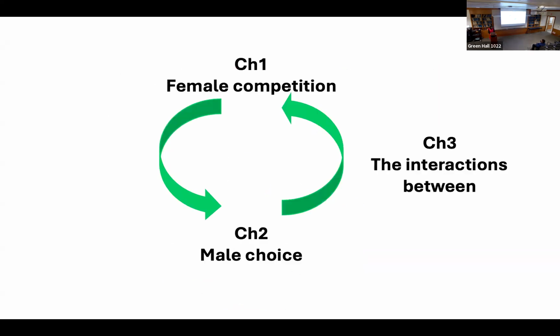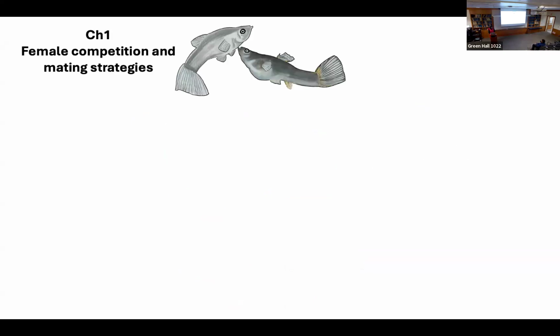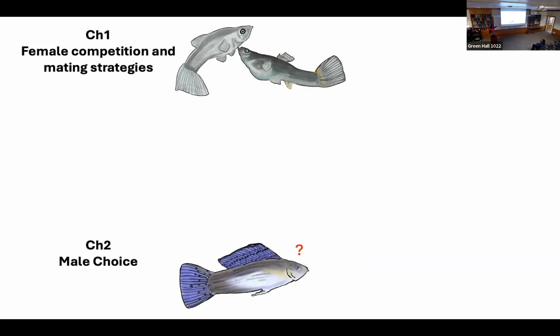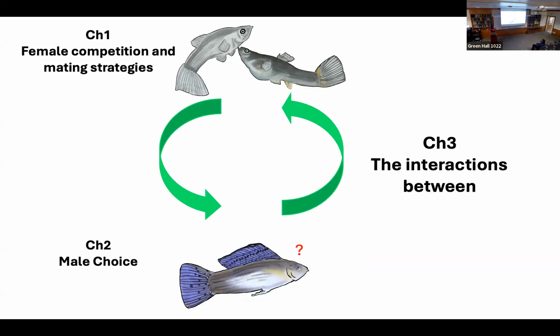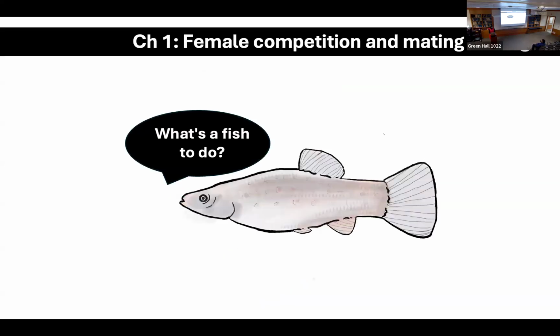So this was my question. These were my 3 chapters. And here I'm going to explore these in the Amazon Molly. Female competition and mating strategies in the Amazon Molly. Male choice, how should Sylvan and Atlantic Mollies choose, and the interactions between them. Which brings me to my chapter 1.